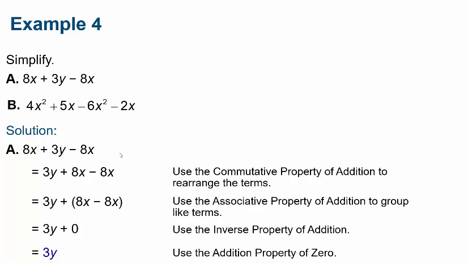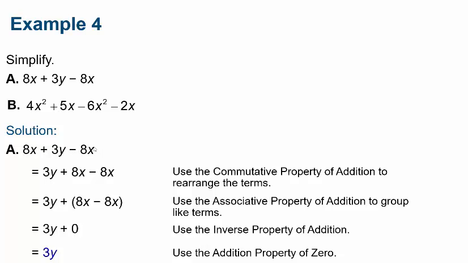All right, let's try this one. Some harder ones. I have 8x plus 3y minus 8x as my first problem. And then I have 4x squared plus 5x minus 6x squared minus 2x. All right, so let's look at this first one. 8x plus 3y minus 8x.